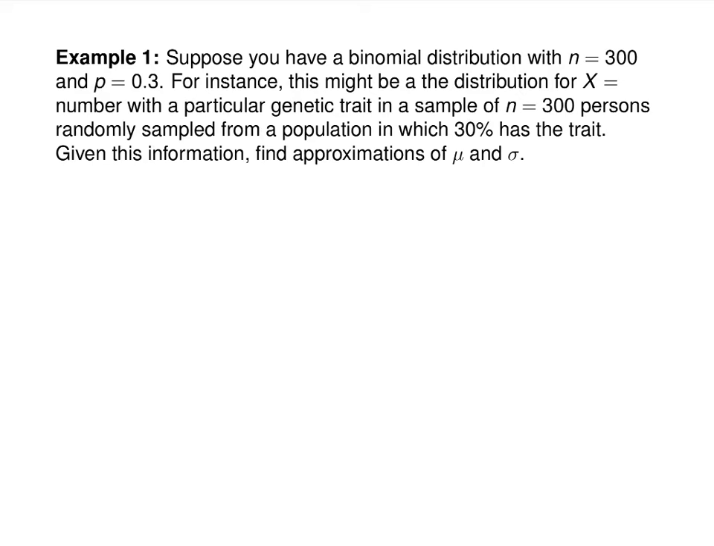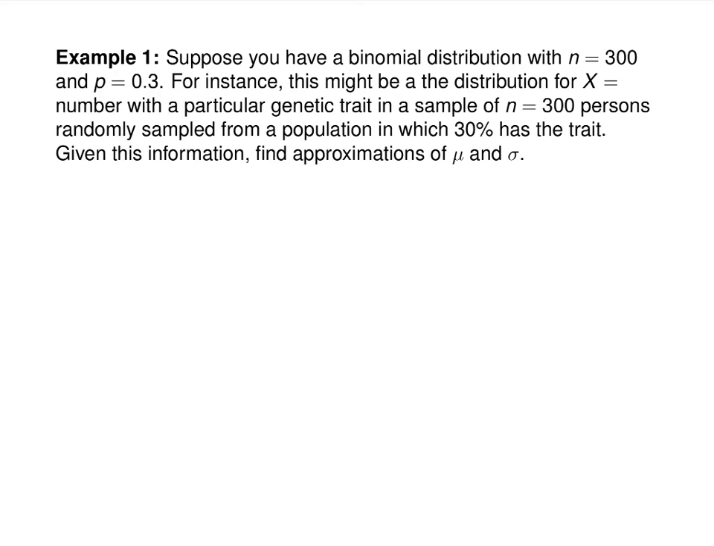Suppose you have a binomial distribution with n equals 300 trials and P equals 0.3. For instance, this might be the distribution for x equal to the number with a particular gene in a sample of 300 persons randomly selected from a population in which 30% has the trait. Given this information, find approximations of mu and sigma.